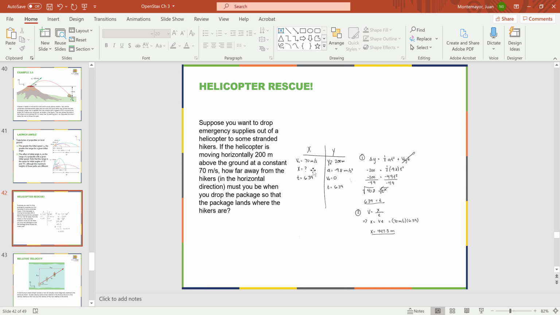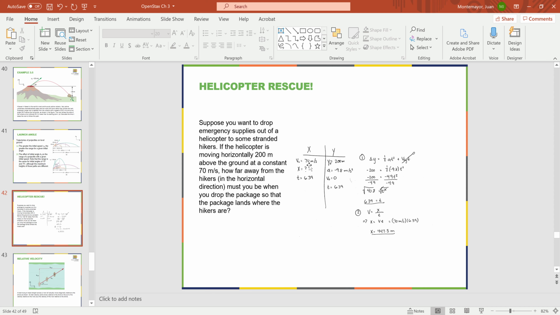I've noticed that it's easier to figure everything out, know where everything is at, if you separate it between your x and your y. If you're able to do that, you'll notice that we have our horizontal component here as 70 meters per second in the x because it's only moving in the x direction. It doesn't say that the helicopter is going up or down.